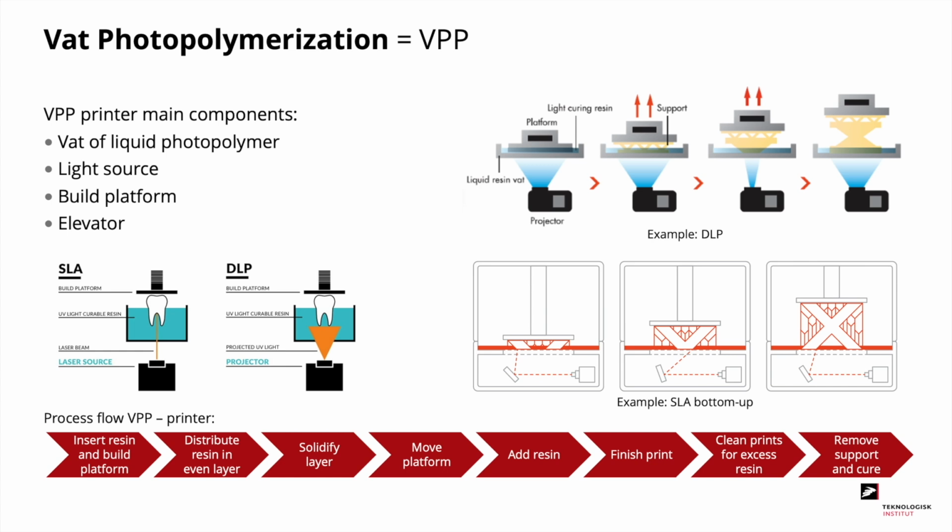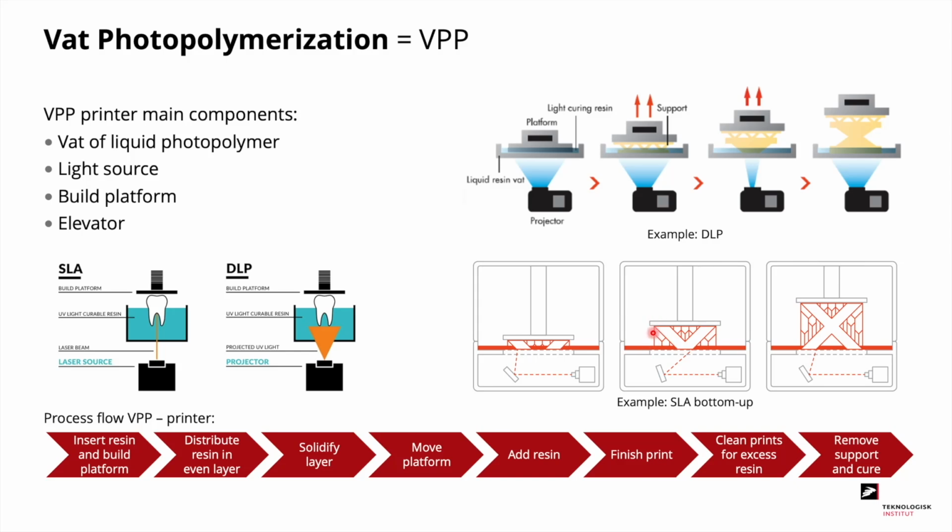A VPP printer consists of 4 main components. First, we have a vat of liquid photopolymer, which is the container consisting of uncured resin. And then we have the light source, which is different from SLA and DLP. SLA uses a laser and a mirror to point the laser at where to print the part, and DLP uses a projector to print each layer as an image. Then we have the build platform, which the parts are built onto. And finally, the elevator, which lowers or raises the build platform.